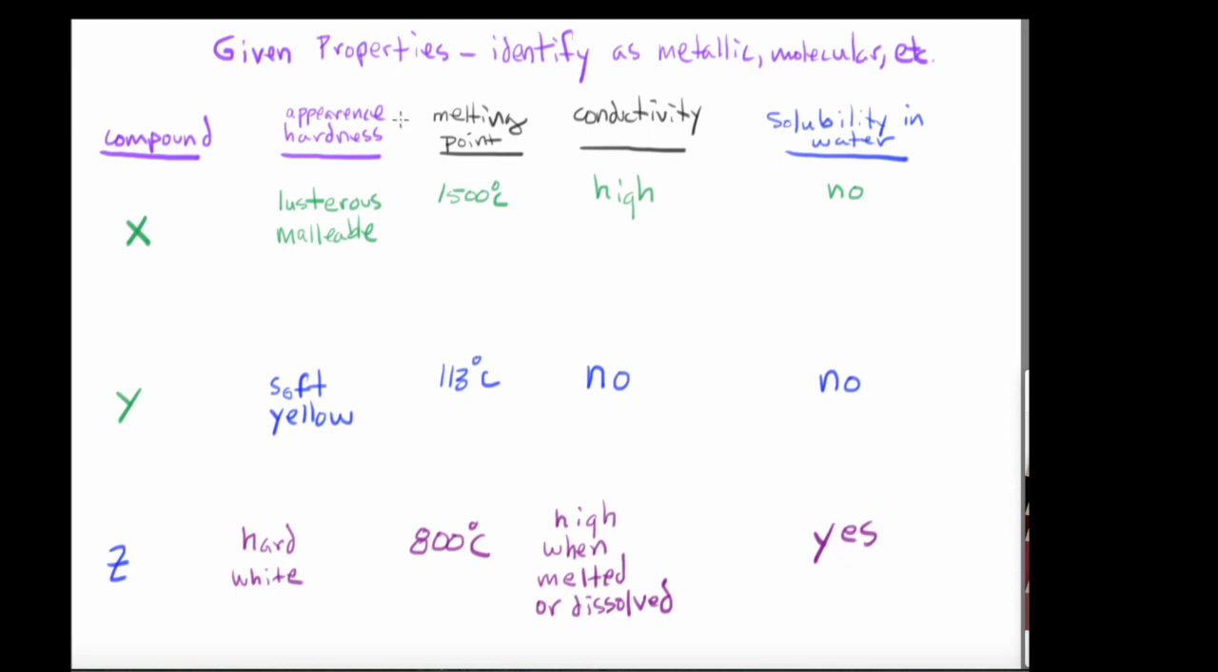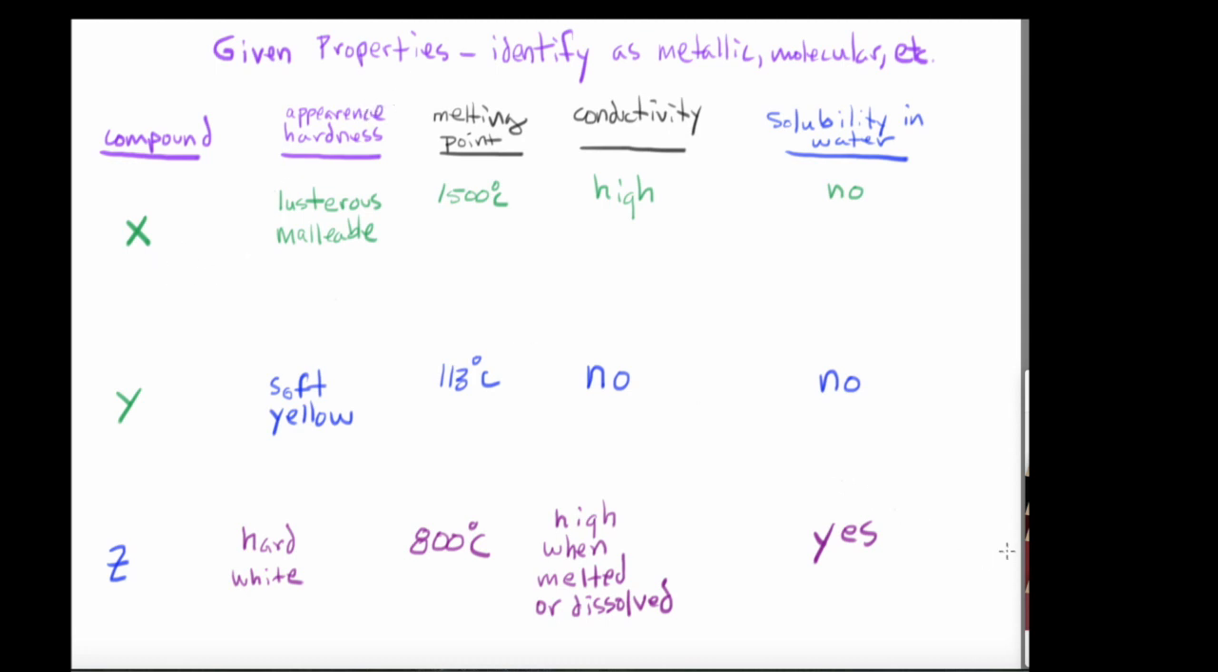Okay, we're going to have more practice now on assigning a particular type of compound to its characteristics and physical properties. And we're going to go through, I think, 6 different examples.